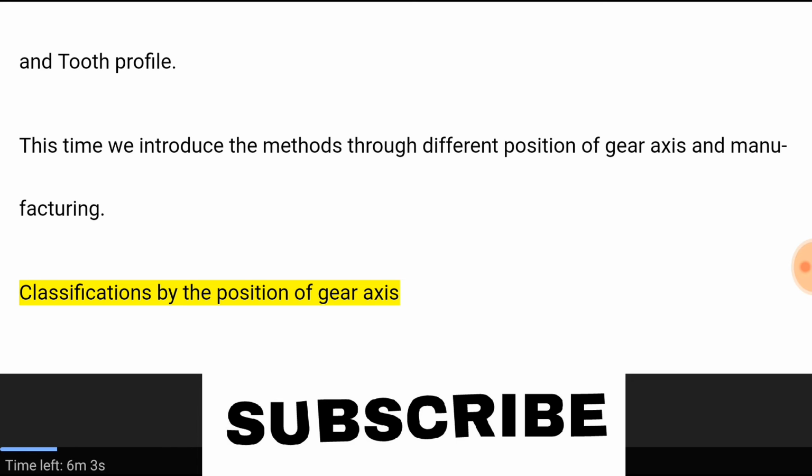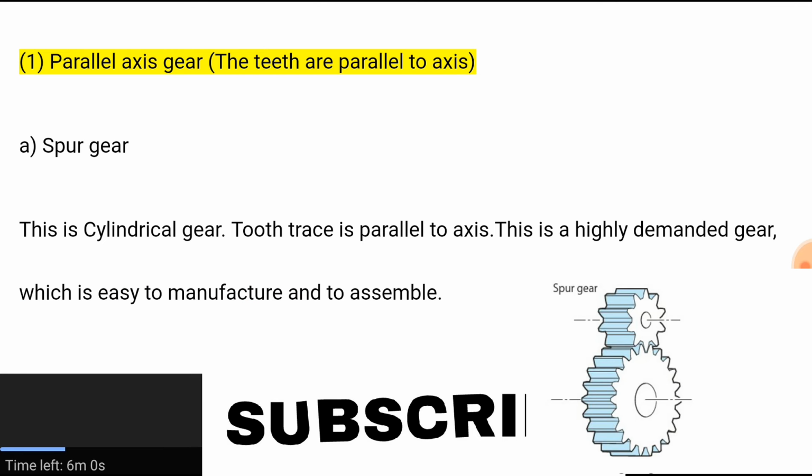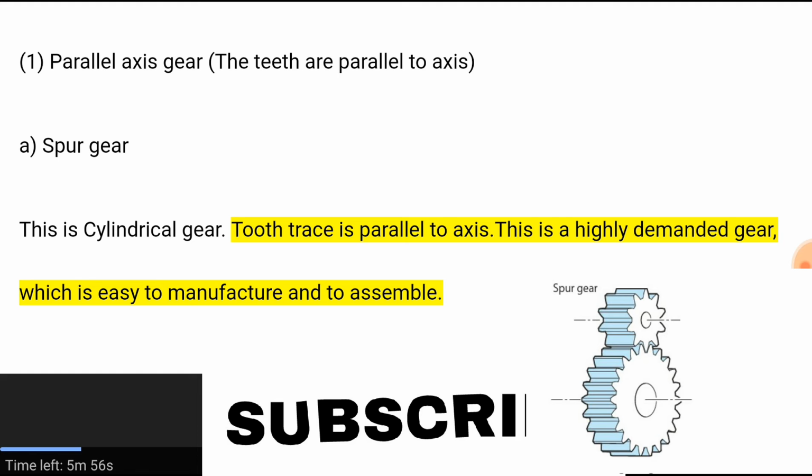Classifications by the position of gear axis. 1. Parallel axis gear, the teeth are parallel to axis. A. Spur gear. This is a cylindrical gear. Tooth trace is parallel to axis. This is a highly demanded gear, which is easy to manufacture and to assemble.